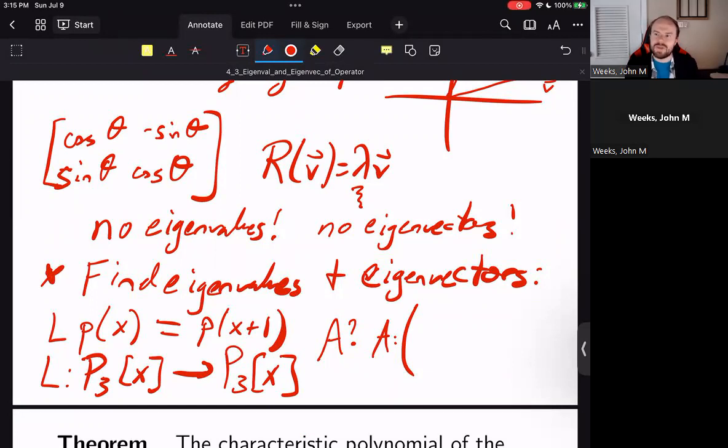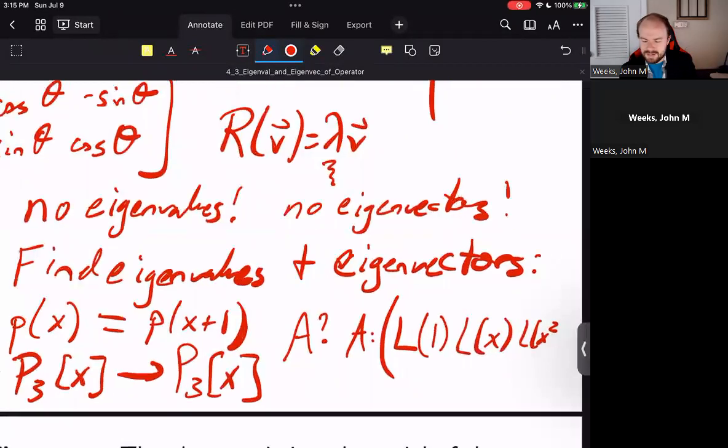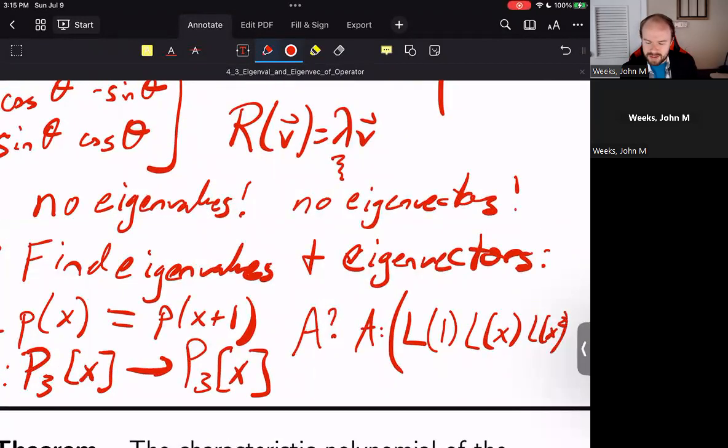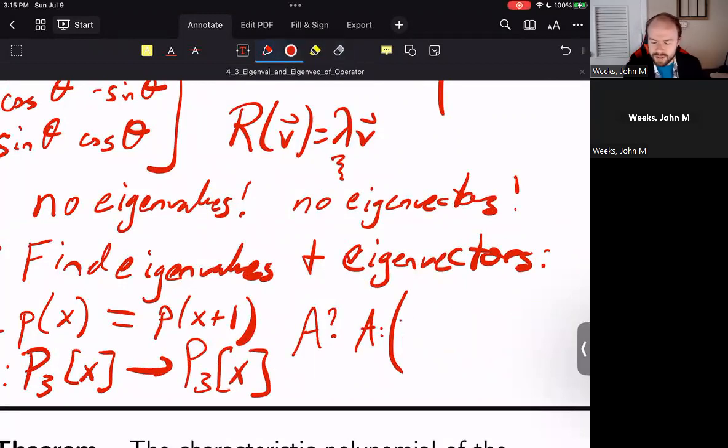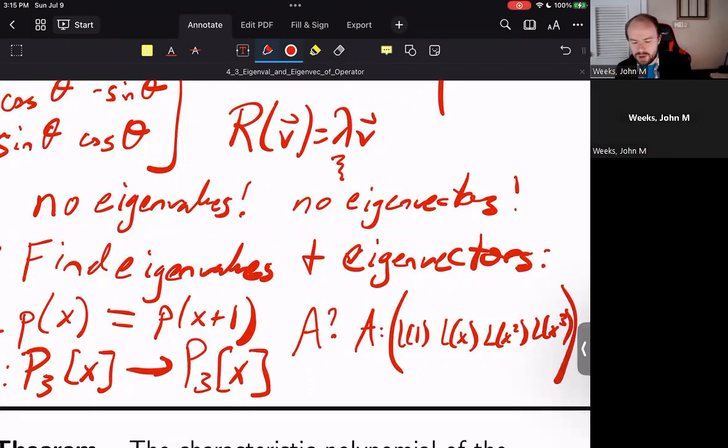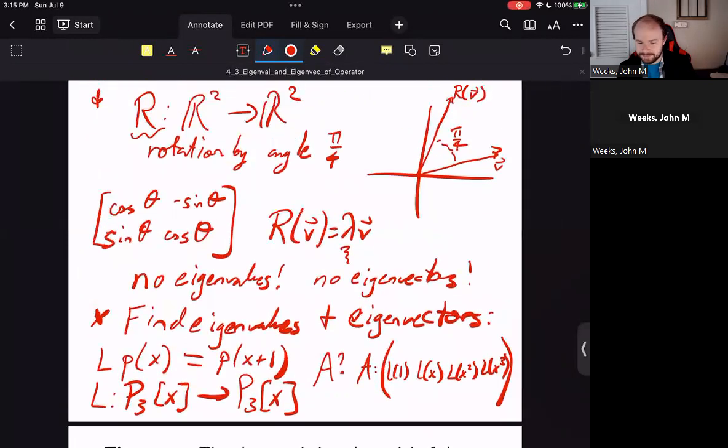Of course, we're going to make sure everything is written in terms of coordinates whenever we write it in terms of this matrix. So we're going to want L of 1, L of x, L of x squared, and L of x cubed. I'll just erase it and try and give myself some room. L of 1, L of x, L of x squared, and L of x cubed, asking where the standard basis elements go for this matrix A.